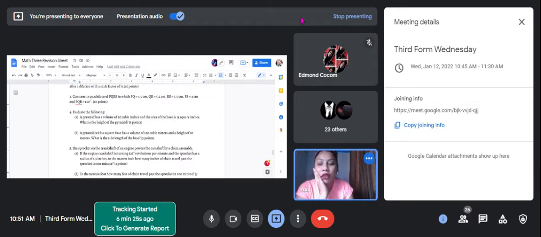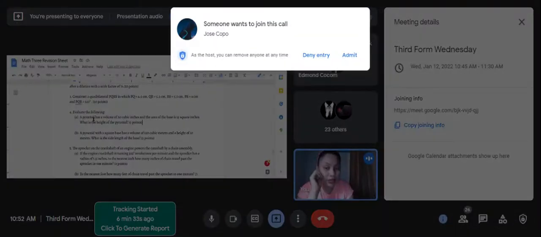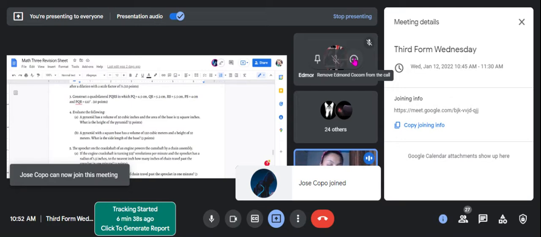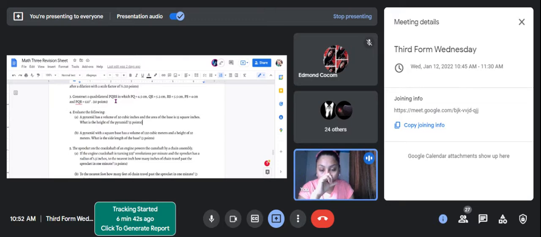Okay. So as I was saying, number 4, if you guys have taken a look at those questions and you have read the questions, it says evaluate the following. So these are 2 separate questions, and each one of them requires its own working. So the first one says a pyramid has a volume of 20 cubic inches and the area of the base is 15 square inches. What is the height of the pyramid?